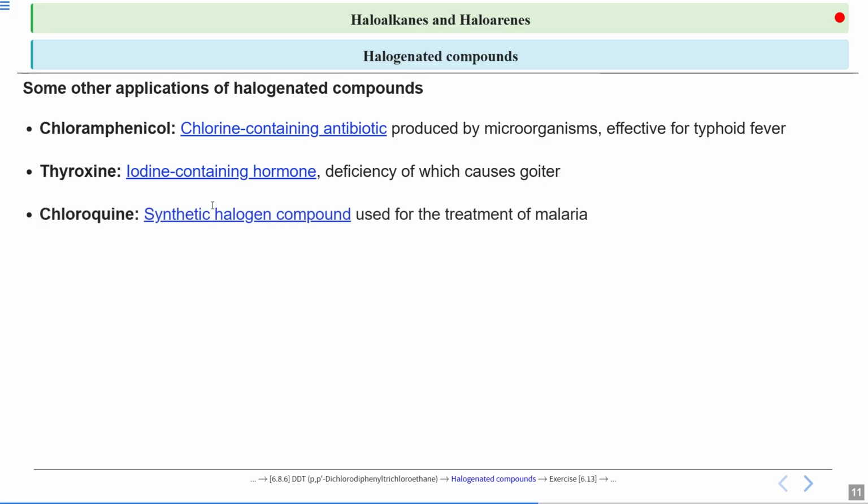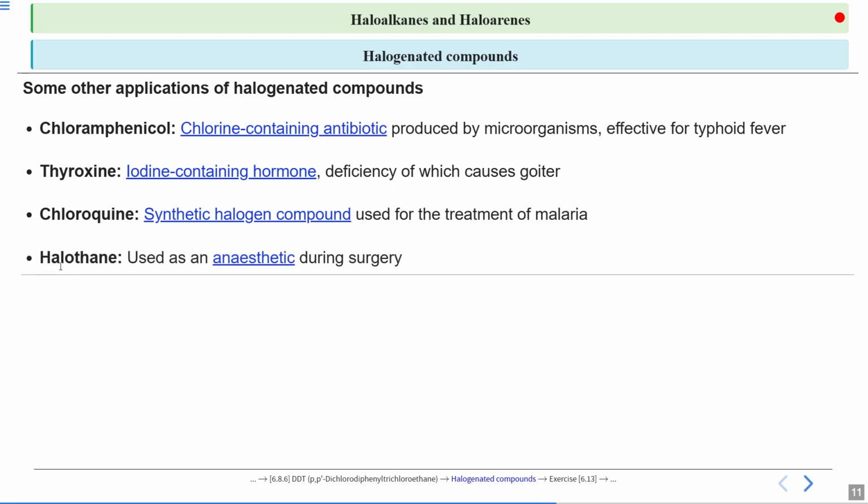Chloroquine is a synthetic halogen compound. It is man-made, not naturally occurring, and it is used for the treatment of malaria, a disease caused by malaria-causing mosquitoes. So this is the application of chloroquine. And last is halothane. Halothane is again a halogenated compound used as an anesthetic during surgery. So these are some halogenated compounds along with their applications.